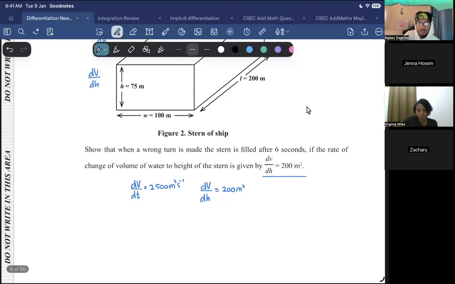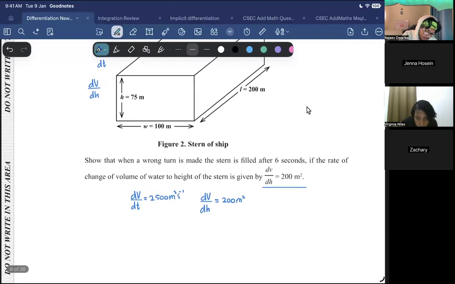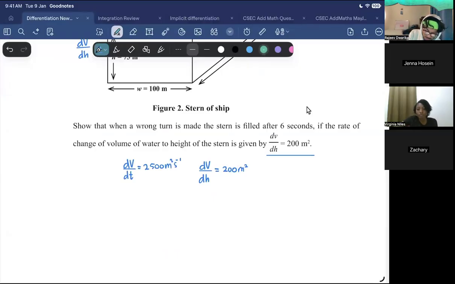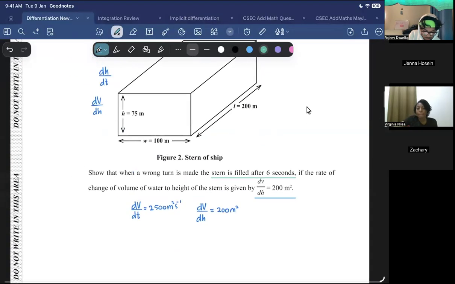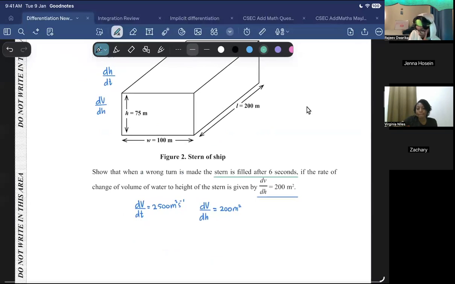So I want you all to think: we have dV/dt and we have dV/dh, and they want us to show that if you take a wrong turn, it will be filled up after 6 seconds. Do you have any ideas? So we want to find dh/dt? Yeah. That is what you want to find.